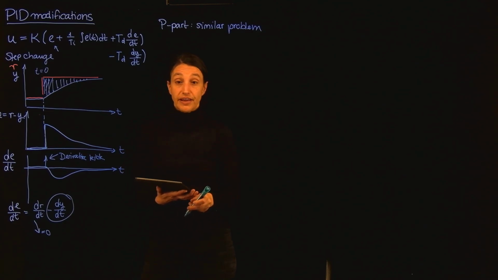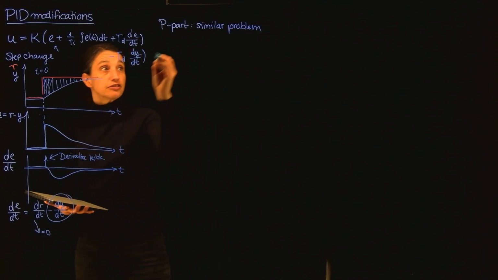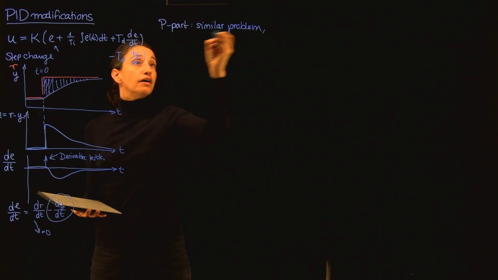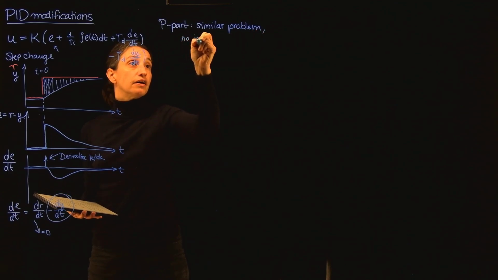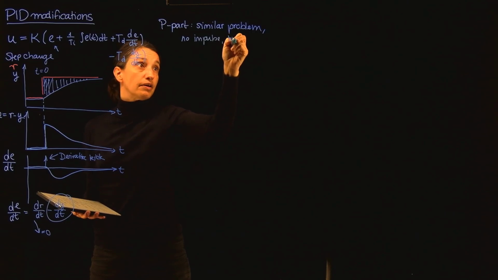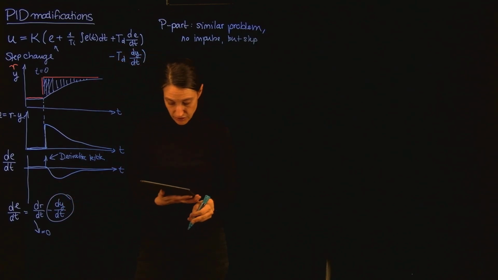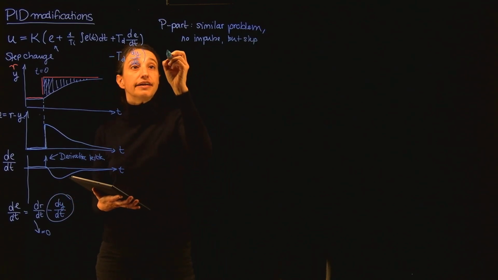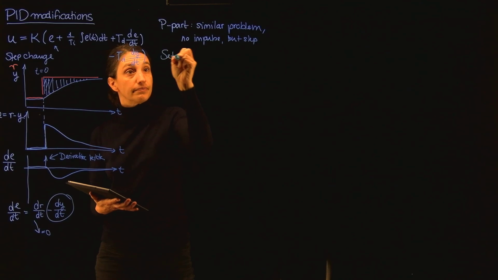This is also not good for the actuator. So the P part is a problem. No impulse, but at least we have a step. That is not good. We've got the sudden increase. That's not good. So the solution is set point weights.